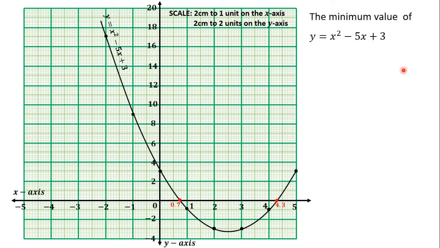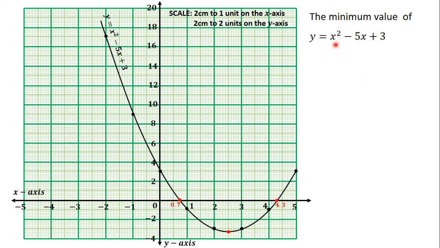Find the minimum value of y is equal to x squared minus 5x plus 3. We have learned that the minimum value of the function will occur at the turning point. The turning point is the point where the curve turns. So on this graph sheet, the turning point is at this point. This is the point where the curve turns. The minimum value of the function will be the y-coordinate of the turning point.